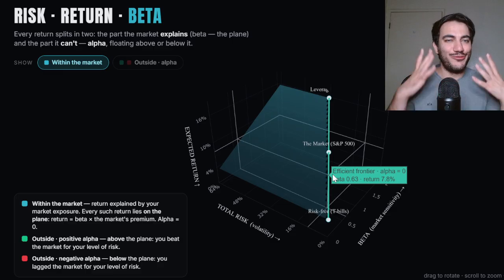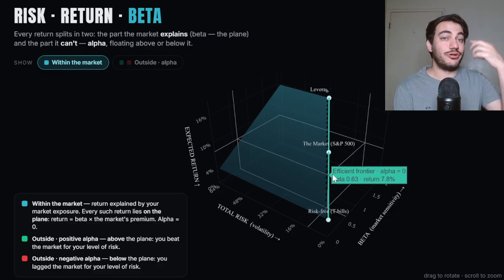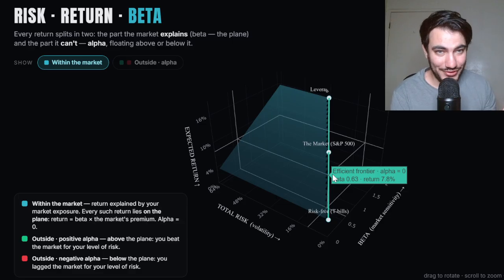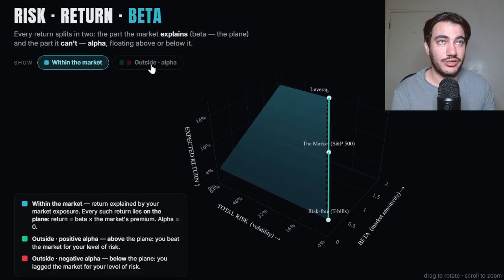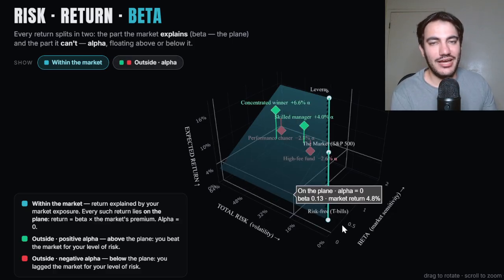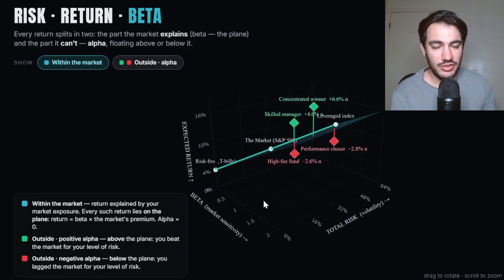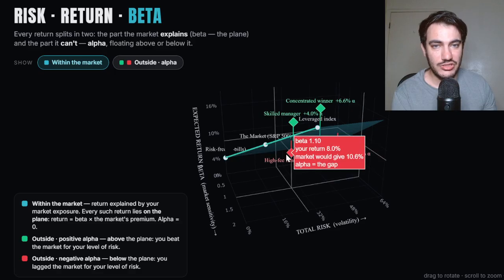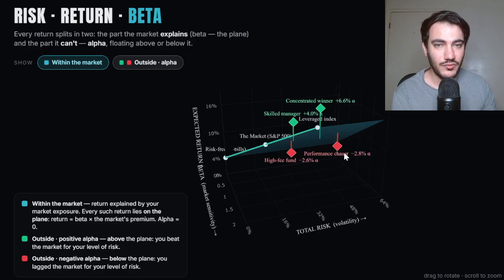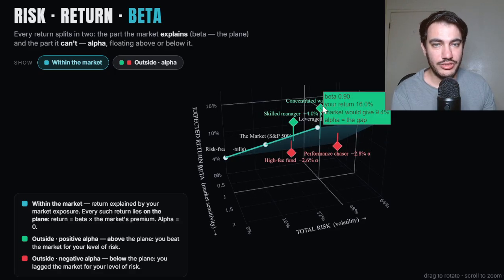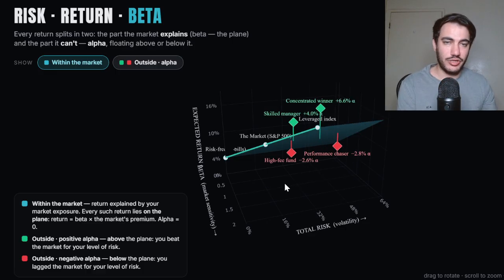But now we get to talk about the fun part, returns outside the market. This is what everybody wants. This is where your alpha is. But this is also where your underperformers are as well. So if we were to click over here, we can see now that we have 4 extra data points. The two red data points are underperforming, and the 2 green data points are overperforming. And we're going to talk about the red ones first.